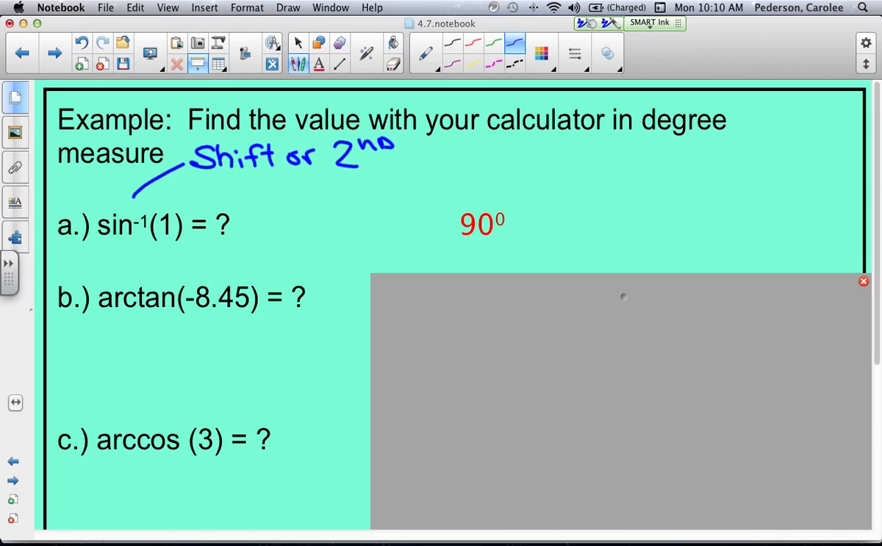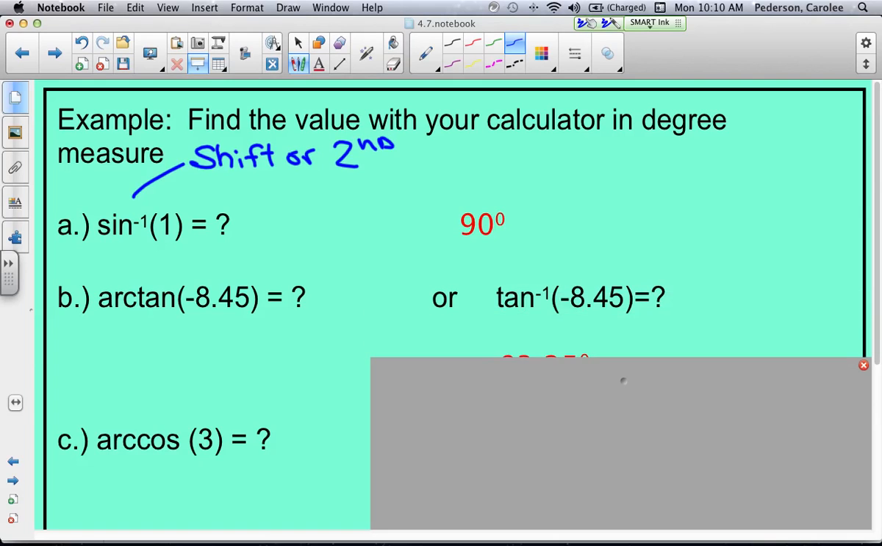All right, let's do the arctangent of negative 8.45. So second tangent, negative 8.45. You get approximately negative 83 degrees, 0.25 degrees.